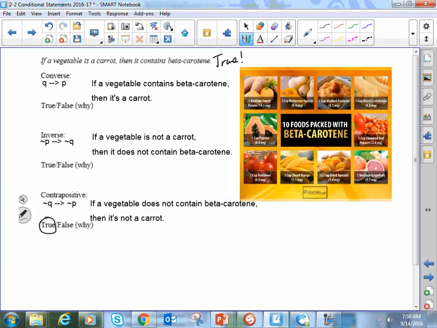So let's look at the converse. If a vegetable contains beta carotene, then it's a carrot. Well, sweet potatoes contain beta carotene and it's not a carrot, so that's false. And so the inverse is also going to be false.